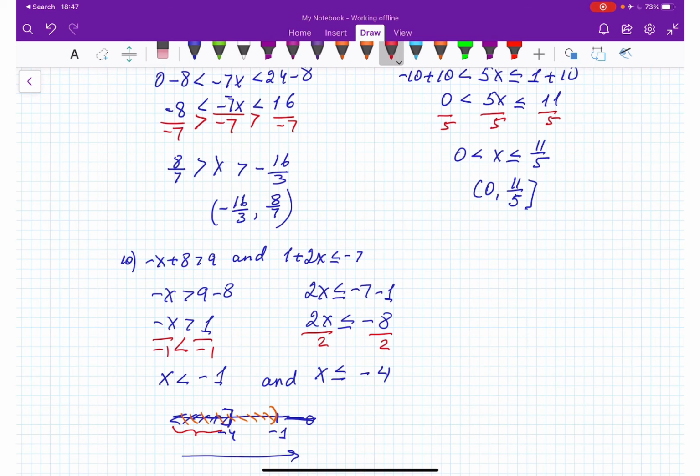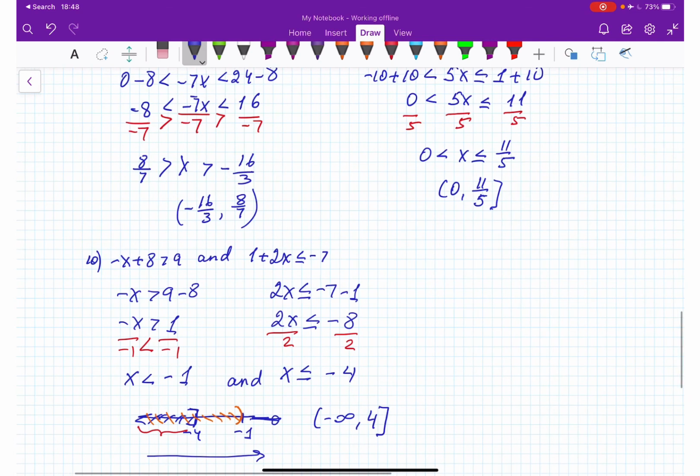Because numbers are coming from negative infinity, first is going to be negative infinity, and the bigger number is going to be negative 4. Infinity we always put in parentheses because there is no limit to infinity. But negative 4 we are going to put in square brackets because it's less equal. And this is going to be our answer.